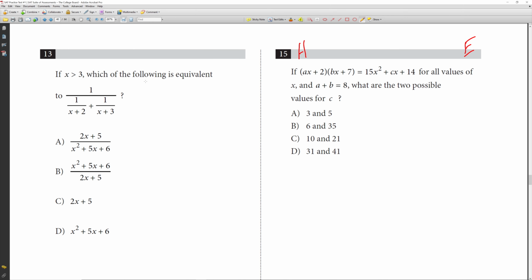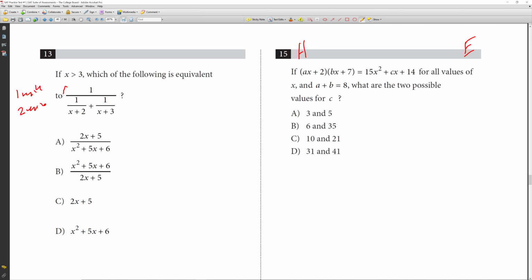Number 13. If x is greater than 3, which of the following is equivalent? So a holistic view first. You have this term here, and you have a whole bunch of answers here. Doesn't really look simplified. This question should take anywhere between 1 minute to about 2 minutes, depending upon how much rewriting you do. So what do I have here?